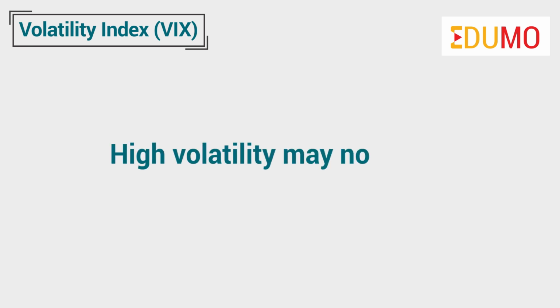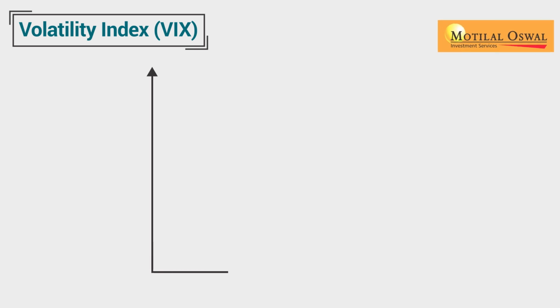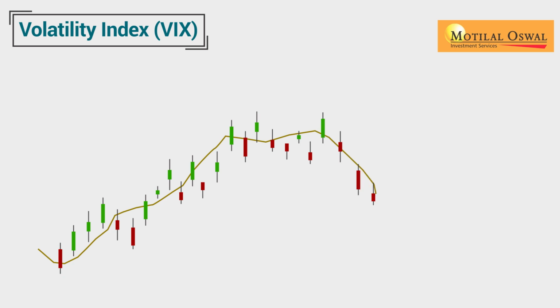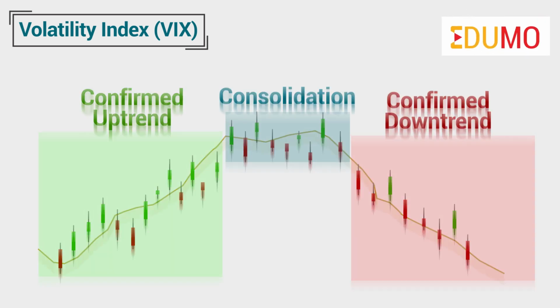However, high volatility may not always give a positive outlook. Traders tend to interpret high VIX levels as danger points, and analysts have been using the VIX as an early warning system. They further start to look out for confirmation triggers on fundamental and technical parameters.